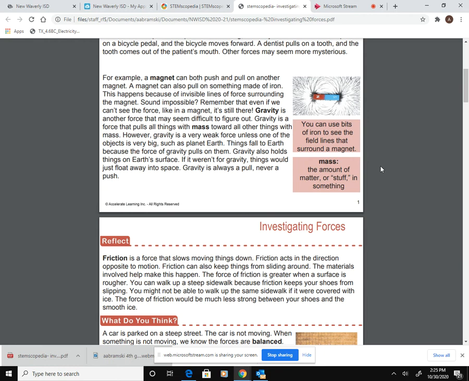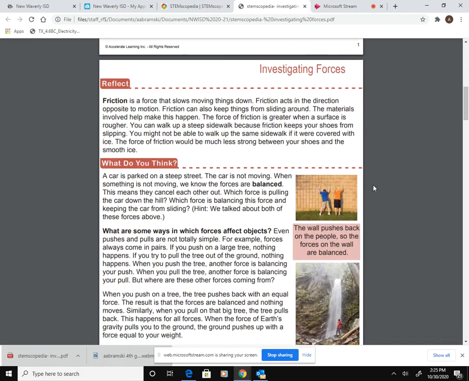So let's look at this picture over here with the magnet. It says here, you can use bits of iron to see the field lines surrounding the magnet. So we can see where the lines for the field of magnetism are. And again, they said it's invisible, so it's hard to see unless you have something like this. Mass, we already know from our previous unit, is the amount of matter or stuff in something. So let's continue on.